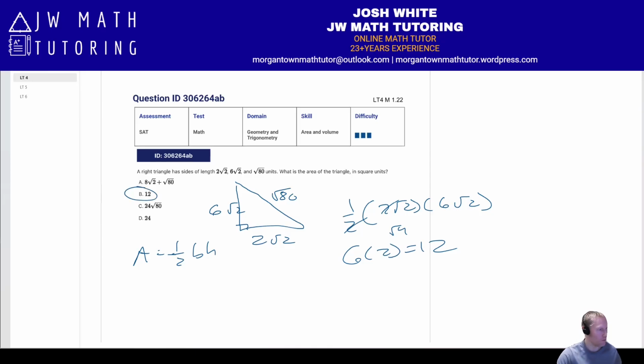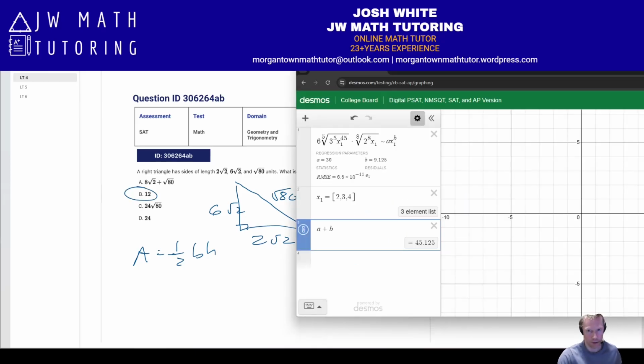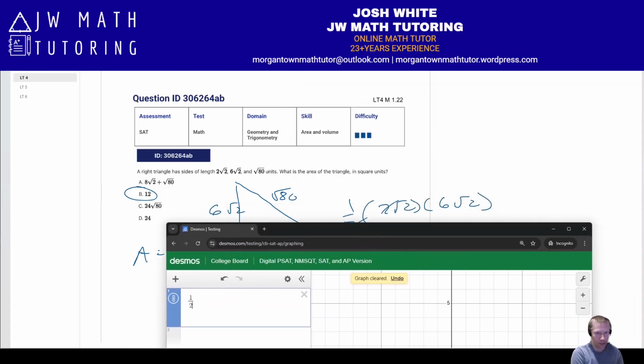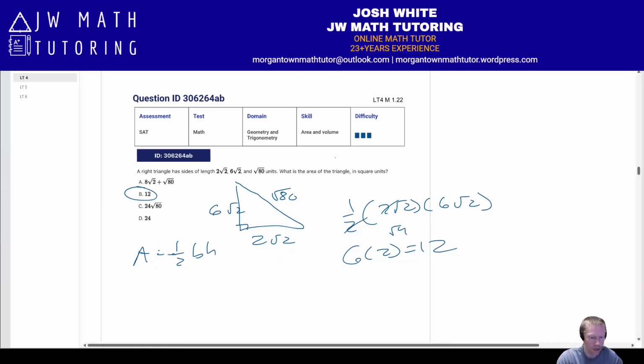Again, this multiplication with radicals, you can just do that whole thing in Desmos if you don't want to do it by hand. So you just do 1/2, and then we have 2 square root 2, 6 square root 2, and there's our answer, 12. So the correct answer is letter B, 12.